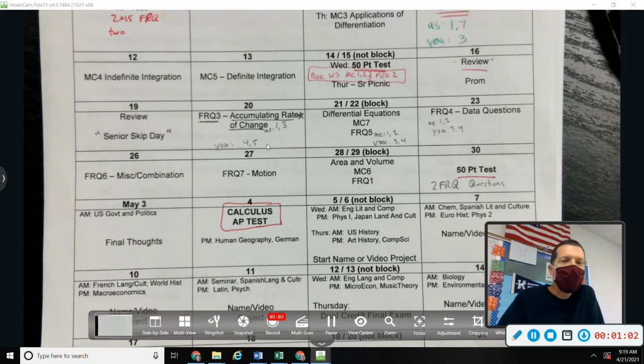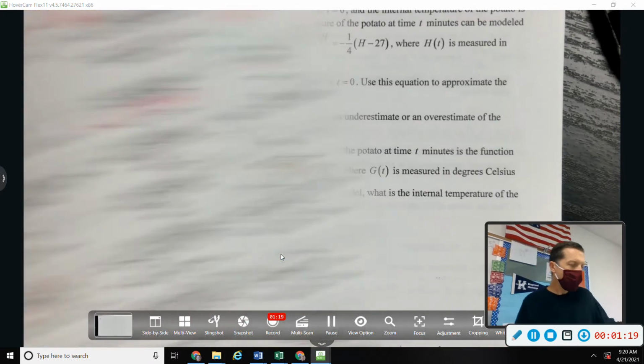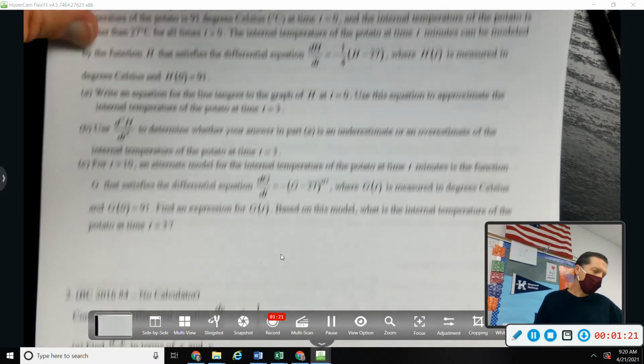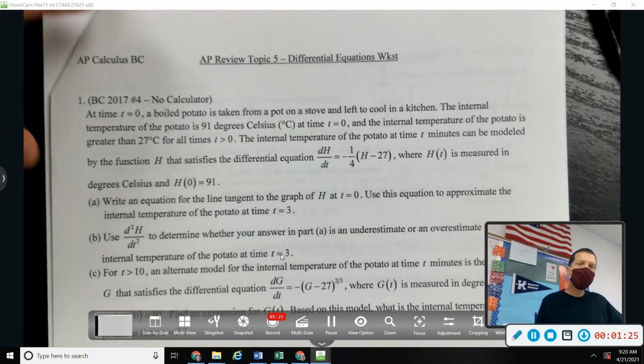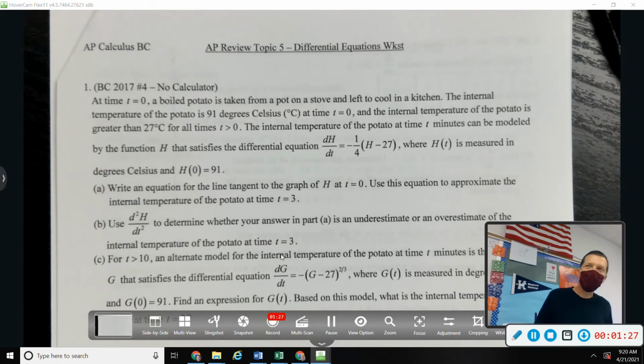All right, yesterday we did accumulating rates of change. Today we're going to do a couple things. We'll do 2 of these. So we'll first do the free response questions. I'll do 2 and assign 2, but then we'll do our multiple choice thing as well today. So look at the packet, and let's look at number 1.